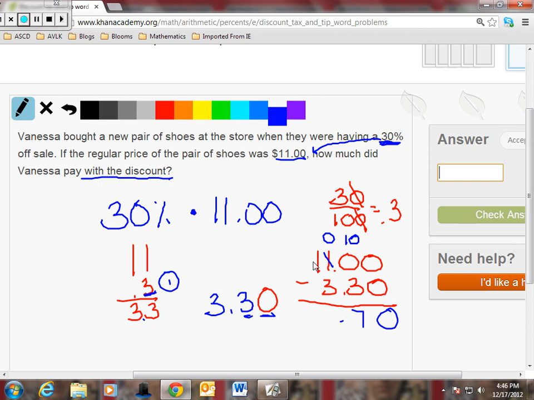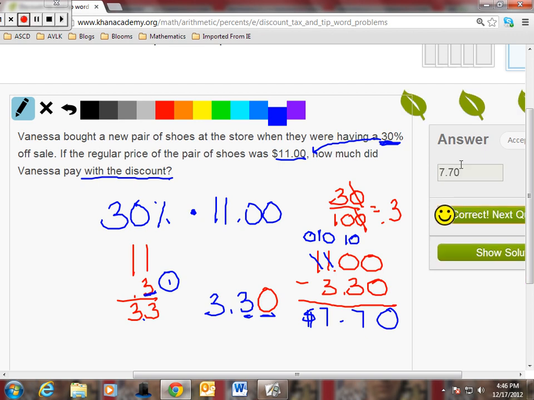I cannot take 3 from 0, so I'm actually taking, this is a group of 10s here, it's one group of 10s. I now have no groups of 10s, and I add that whole group to here, so 10 plus a 0 gives me 10. 10 minus 3 is 7. So Vanessa is now going to pay a great price of $7.30. I couldn't even imagine paying that price for a pair of shoes. Let's take a look. Yay! All right, hope this helps you out. Take care. Bye.